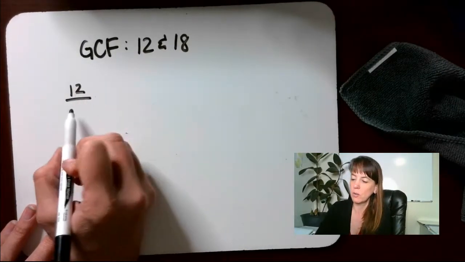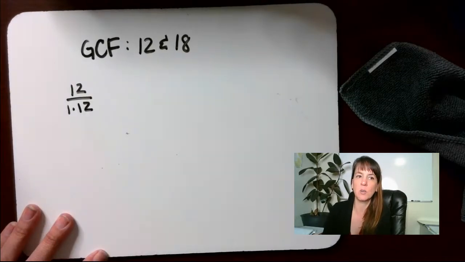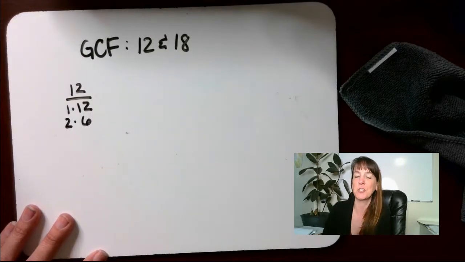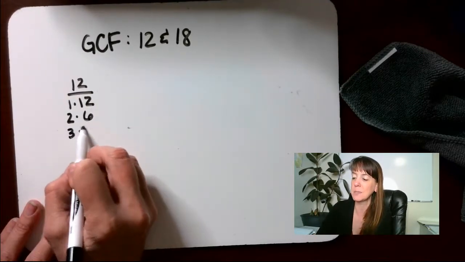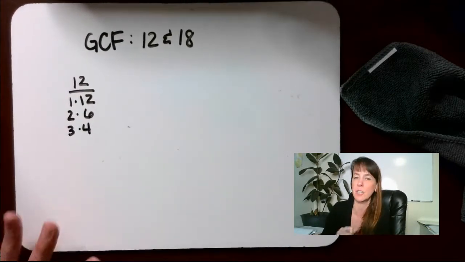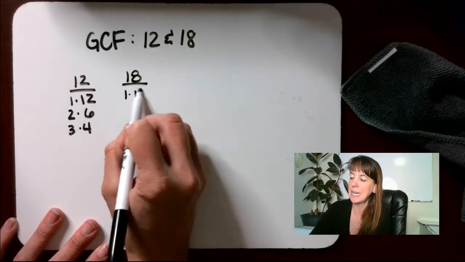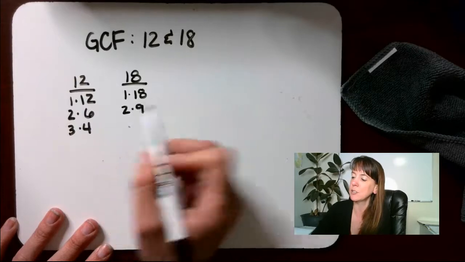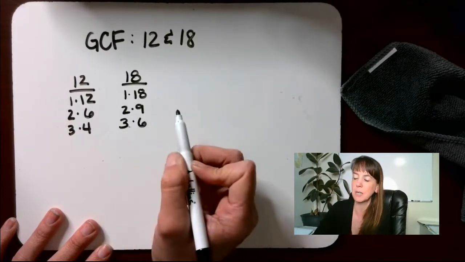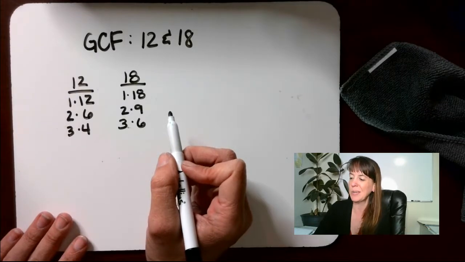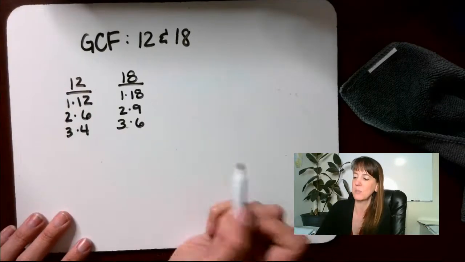Always start with your easy one, 1 times 12. After 1 comes 2, so 2 times 6. After 2 comes 3, so 3 times 4. After 3 comes 4, 4 is already on the board, you're done. So then we've got 18: 1 times 18, 2 times 9, after 2 comes 3, 3 times 6, after 3 comes 4, 4 does not go in, after 4 is 5, 5 doesn't go in, after 5 is 6, 6 is on the board, so we're good.